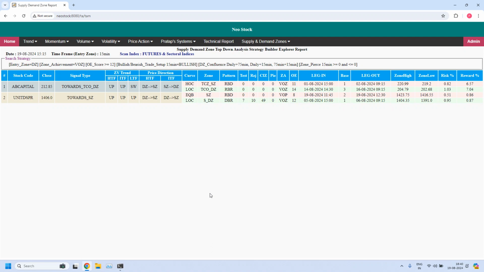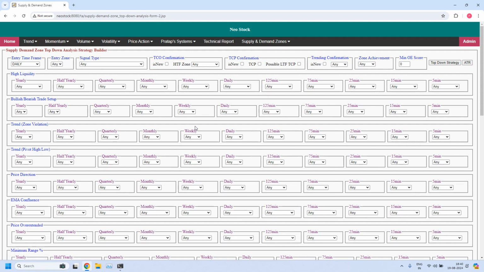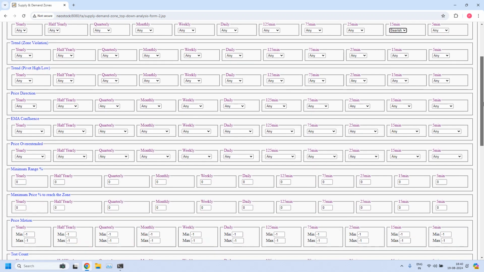Okay, next we will look for supply zone confluence. Sorry, bearish trade setup for daily income trade. So entry time frame 15, entry zone is supply zone, bullish or bearish trade setup at 15 minutes time frame. I am selecting bearish. 15 minutes supply zone should not be pierced.